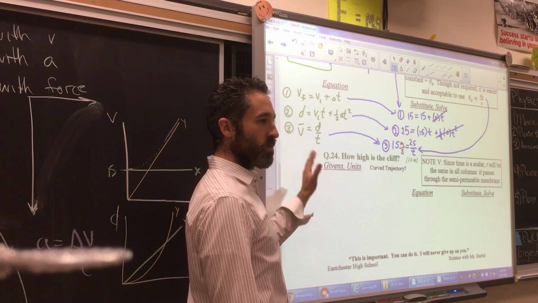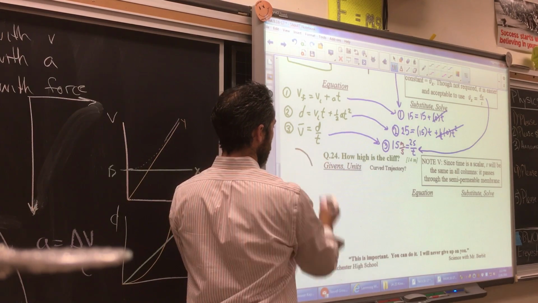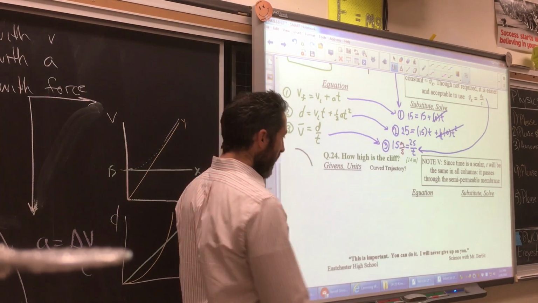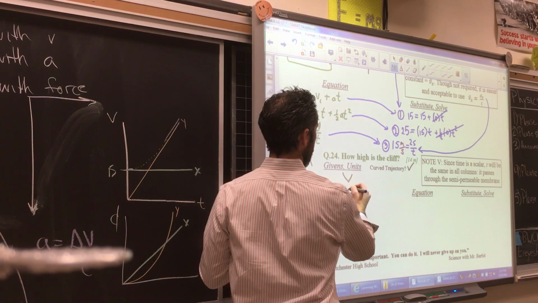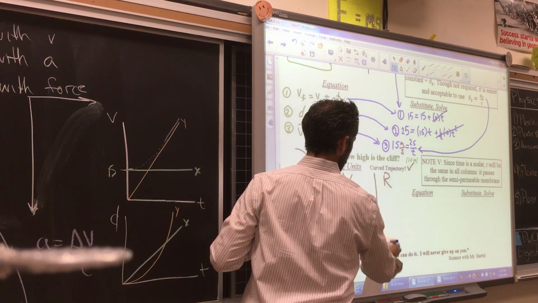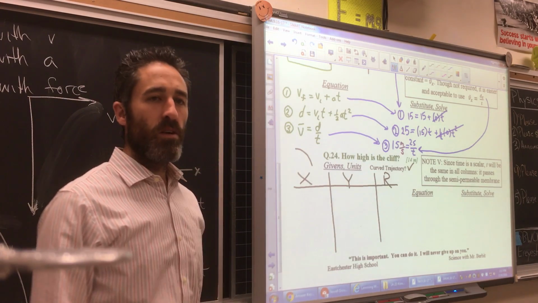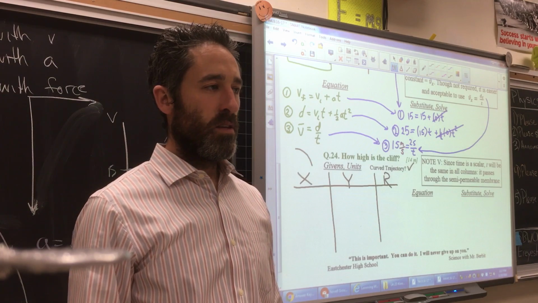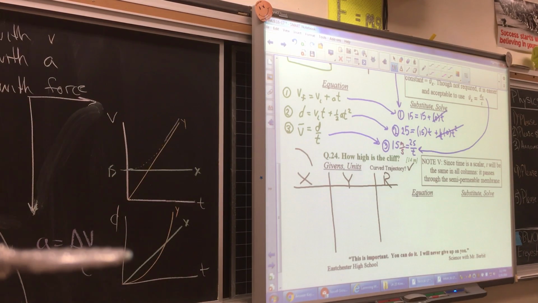Is it a curved trajectory? No matter what the question is asking, is this a curved trajectory? Yes? Okay, then make the chart. X, Y, R. And believe me, do you have to redo your givens? Yes, absolutely. Do them again. Practice them.